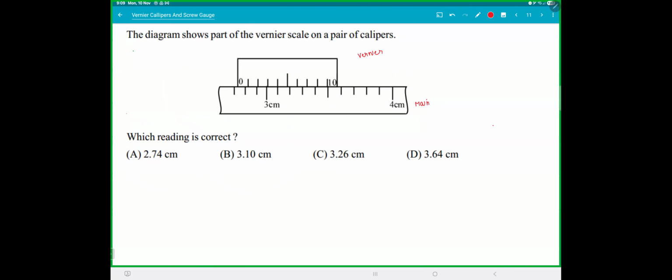You know the answer, right? Normally also. Normally, what would be the answer? The 0 is starting here. So this is 3. So this is 2.9. This is 2.8. And this is 2.7. And this division is matching 1, 2, 3, 4. So this is 2.74 centimeters. Your regular method, you can just see and finish it off. That's not a big deal.